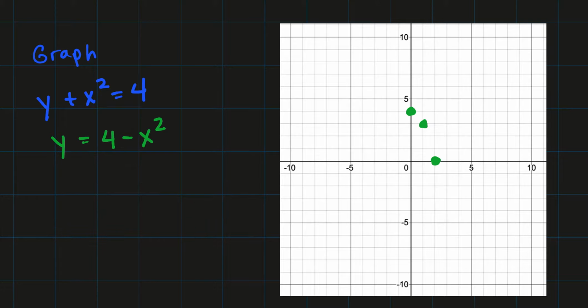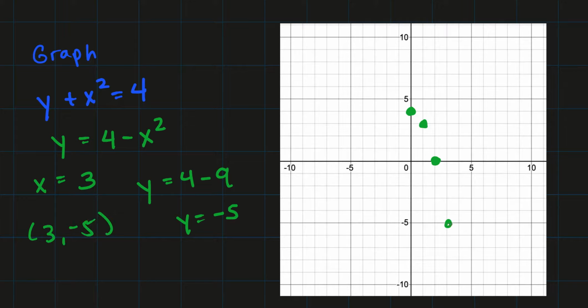And let's do one more that's positive. How about when x is equal to 3. So then y is equal to 4 minus 9. So y is equal to negative 5. So we have the point 3, negative 5. So let's put that point right here.